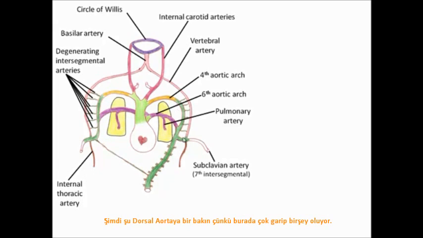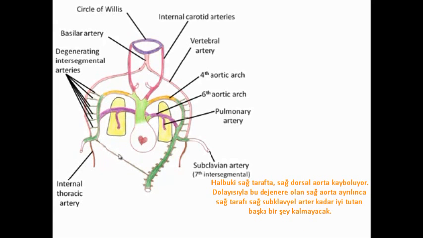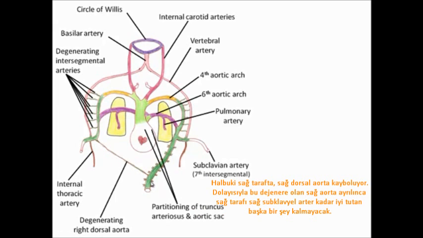Now take a look at the dorsal aorta, because something very strange is happening here. The left side is remaining intact and remaining connected with the rest of the descending aorta, but the right side is degenerating, and this will soon detach. So the degenerating right dorsal aorta is going to split, connecting this side, the right side, more strongly with the subclavian artery than with anything else.